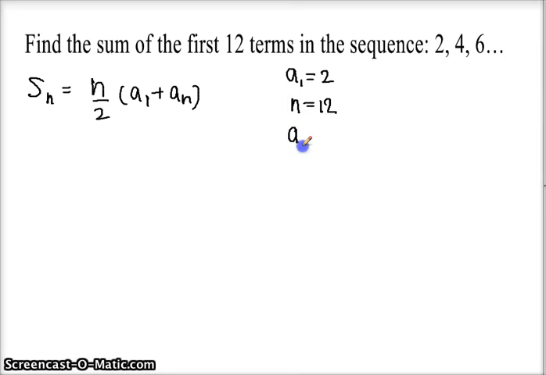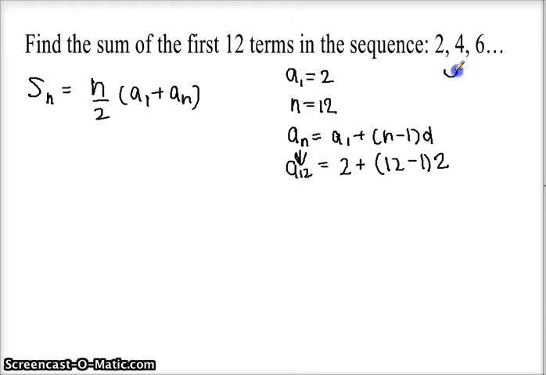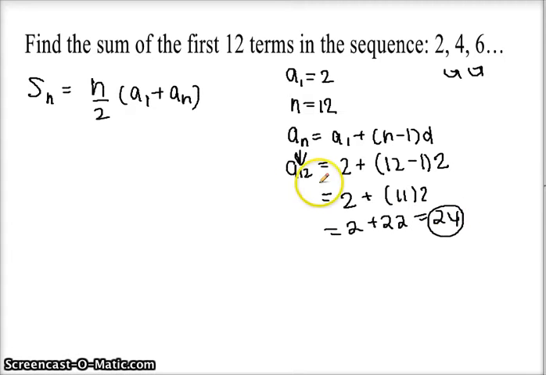And then we also want to know an. We don't know it straight away, but we can remember the formula we used before, which is a1 plus n minus 1 times d. Then we can solve for an first. So we know that a1 is 2, plus, since we want to find a12, 12 minus 1 times d, and d is going to be 2 because we're adding 2 each time. Then solving for a12, that's 2 plus 11 times 2, which is 2 plus 22, which is 24. So a12 is 24.